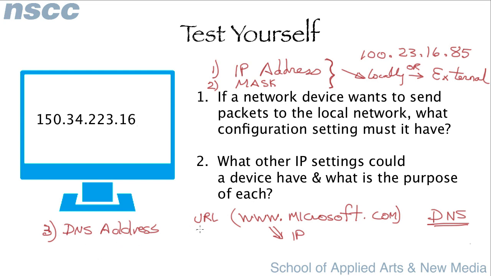If we're sending packets to external networks, we must have the gateway address. The gateway is attached to a router, and that device is crucial for sending packets to external networks. So if you're sending to external networks, you must have a gateway, a mask, and an IP address. If you want to use English names like these URLs, you must know where your DNS is. So those are the 4 pieces of information that typically every network device will have for layer 3 addressing.